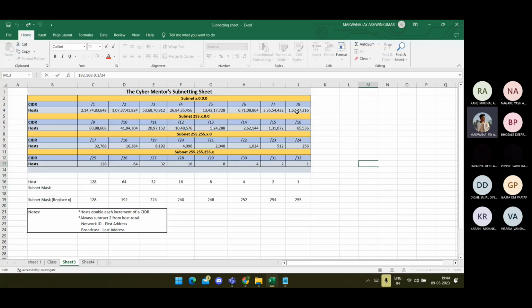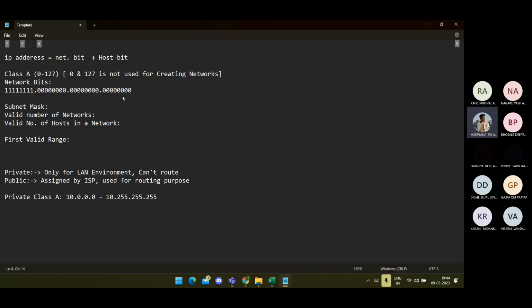Okay, so this is class A, class B, class C and class D. Class A can use a subnet mask of 1, 2, 3, 4, 5, 6, 7 till 8. So for class A, we always write the subnet mask as /8.